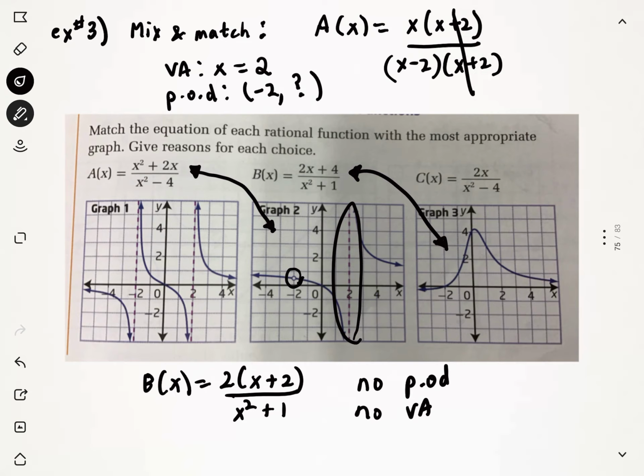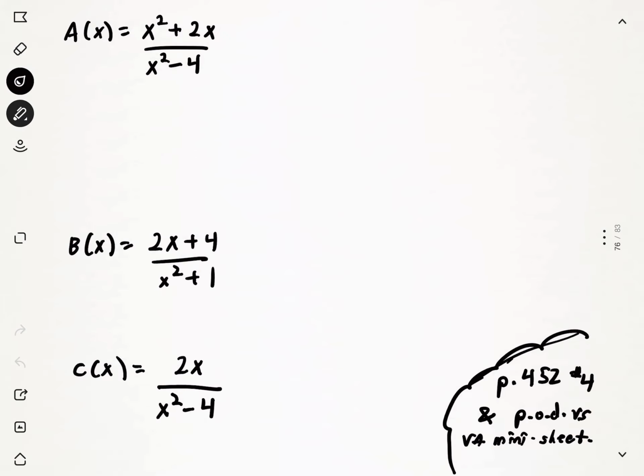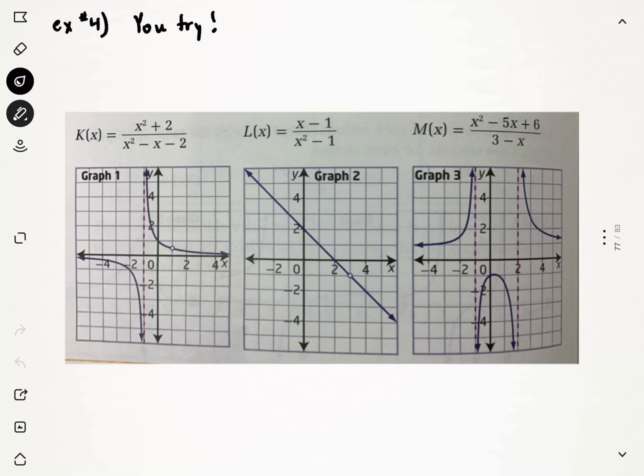Then by process of elimination, equation c would match up with graph 1. Or you could factor it down, and you would see 2x over x minus 2, x plus 2. Nothing cancels, so we would have 2 VAs at 2 and negative 2, which does happen with graph 1. This is another one that you can try right here. You can match these up and see which ones are the correct answers. I'll get you to hit that pause button right now, and okay, we're back.